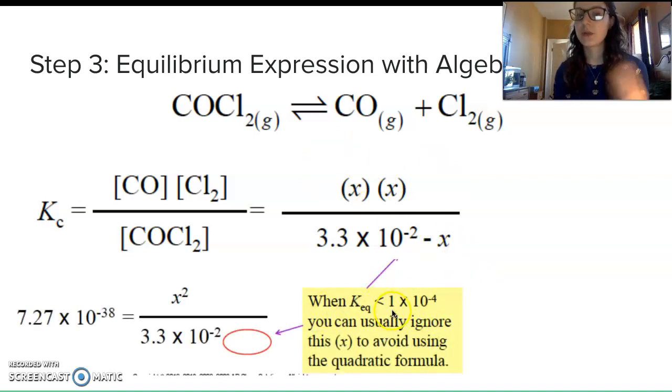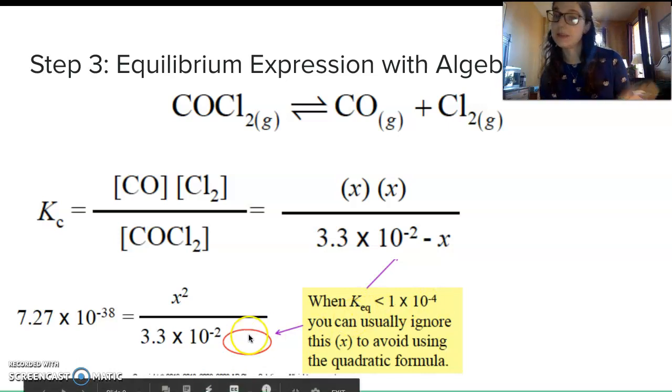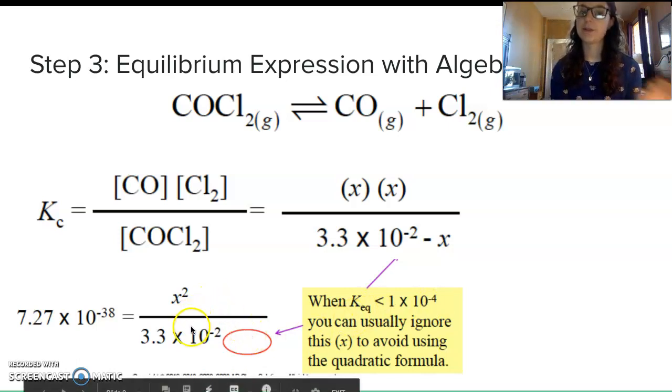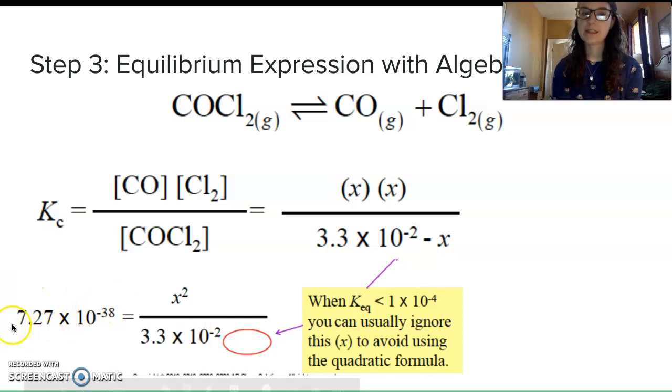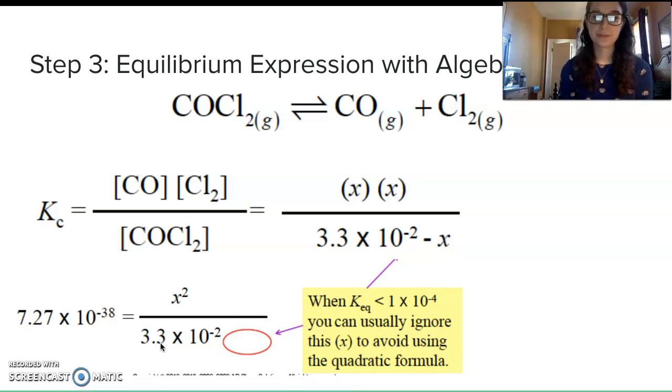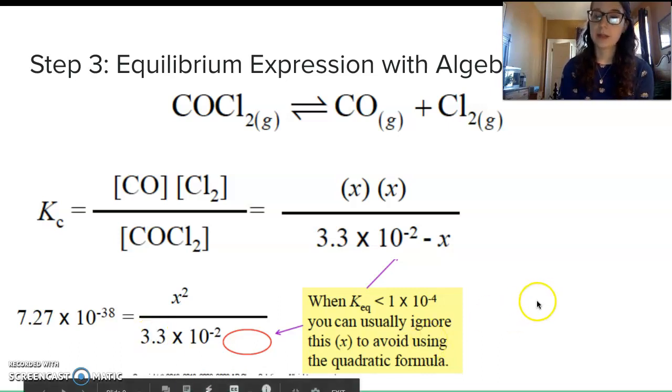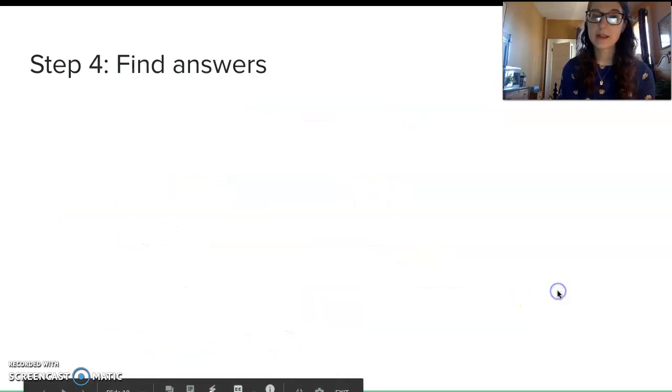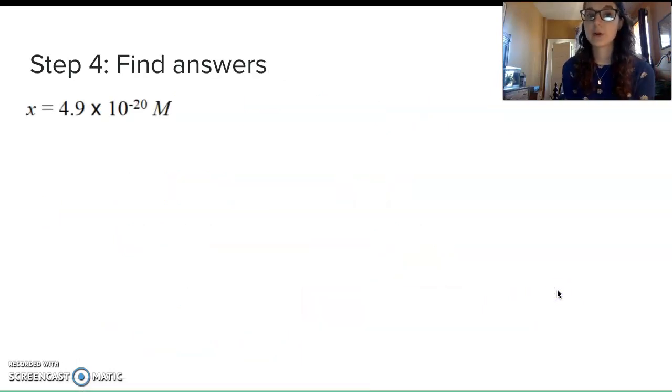And then, of course, when our K equilibrium value is much less than 1 times 10 to the negative 4, we can usually ignore that x, so we're going to go ahead and nix that in our final equation here. Our given Kc value was 7.27 times 10 to the negative 38. X times x is x squared, and then in the denominator we just have 3.3 times 10 to the negative 2. Now we can plug and chug, solve for x, and we find that x is equal to 4.9 times 10 to the negative 20 molar.